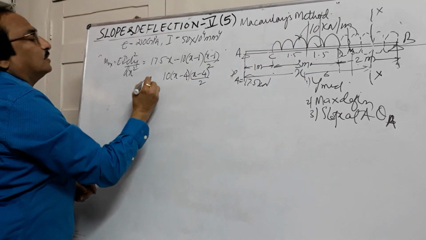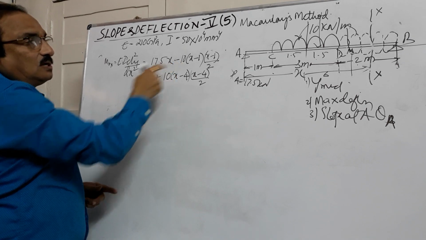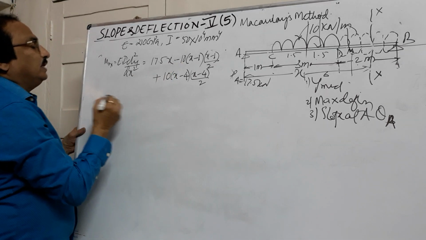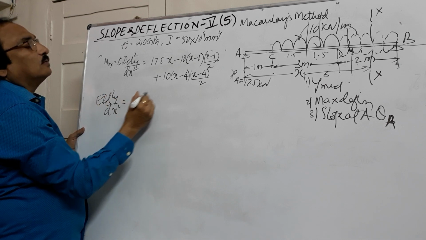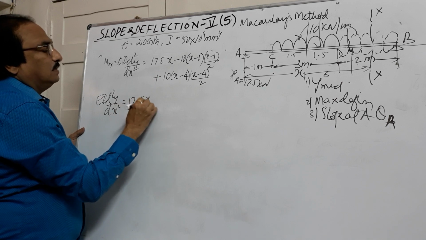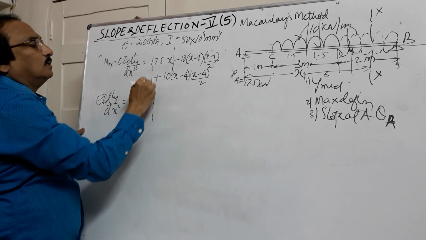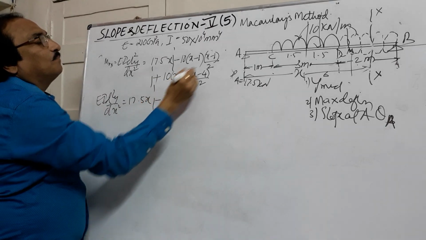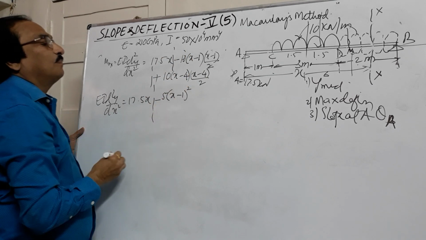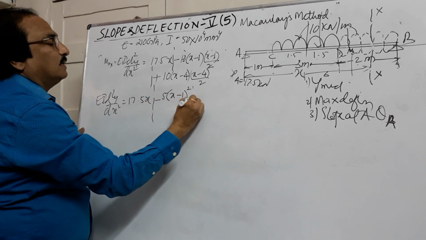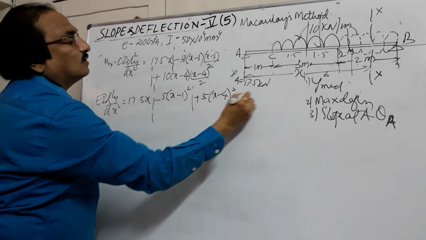This is in the upward direction, so it will be positive. Up is positive, down is negative, and anticlockwise is negative. So here you get EI d2y by dx square is equal to 17.5x for portion A to C, then minus 5 into (x minus 1) whole square, then plus 5 into (x minus 4) whole square. So this is the equation we have got.